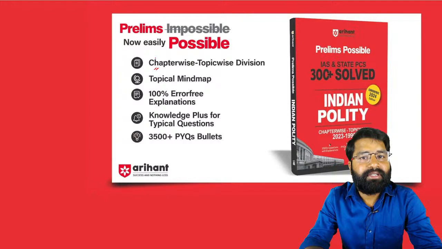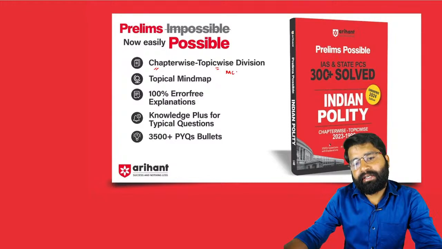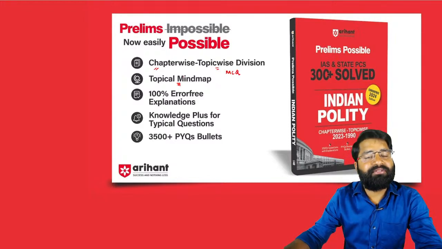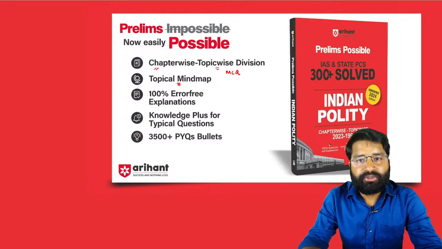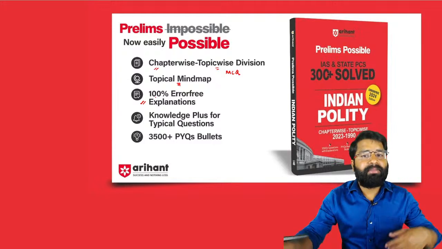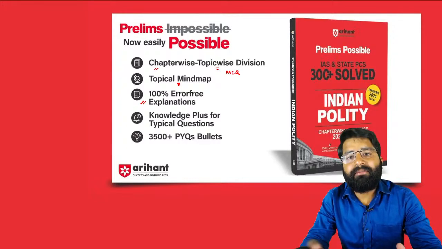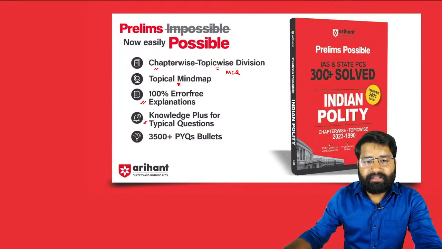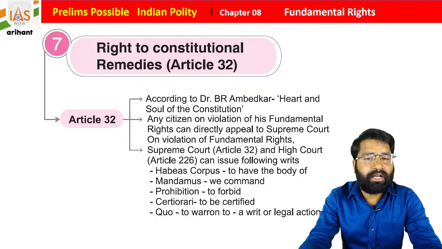This book is divided into chapters, and chapters are divided into topics, and these topics contain MCQs. Along with that, students, there's a topic-based mind map. A beautiful feature of this book is that it contains mind maps, which give a quick revision as well as concise data that is going to help you in the examination too. The explanation part is also very great, because it contains error-free explanations that will help you in mains answer writing. There is also Knowledge Plus for the typical questions and 3500 plus PYQ bullets, students. So we are going to start with the same.